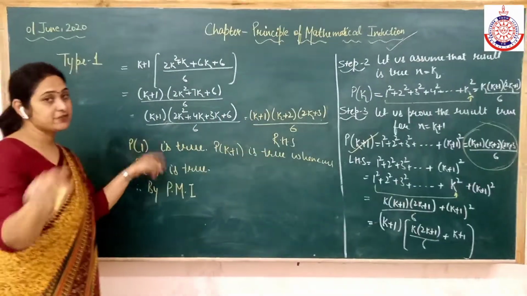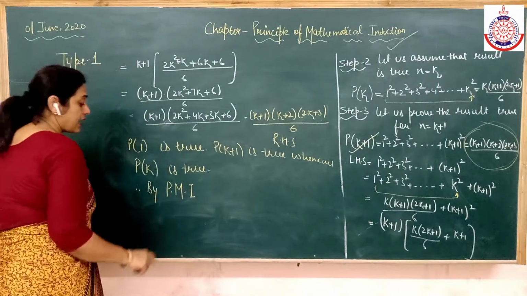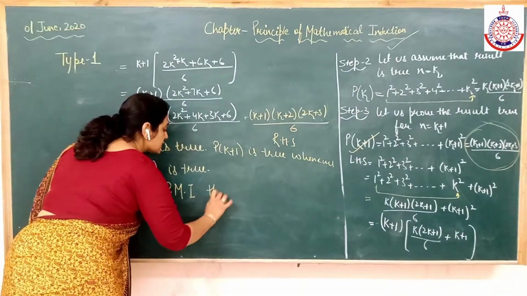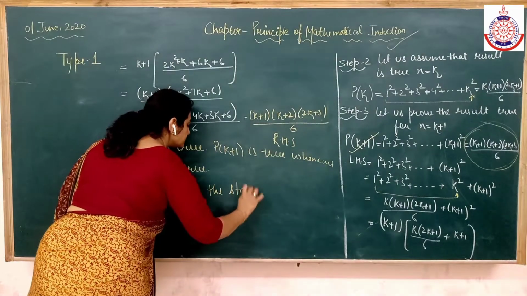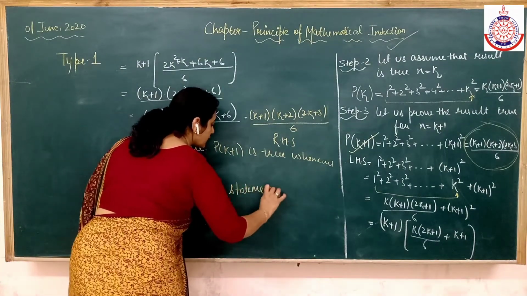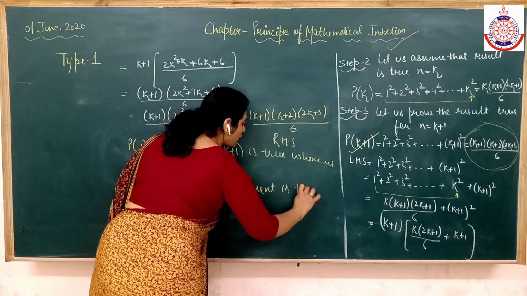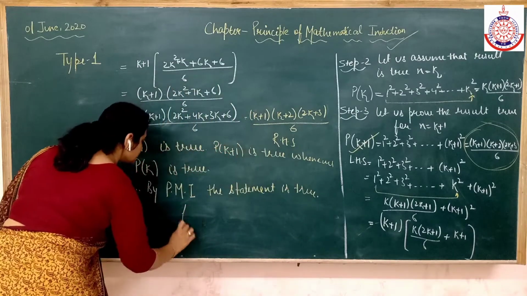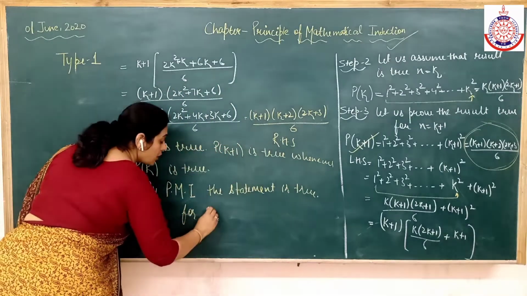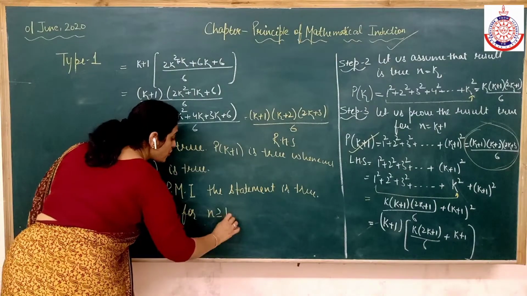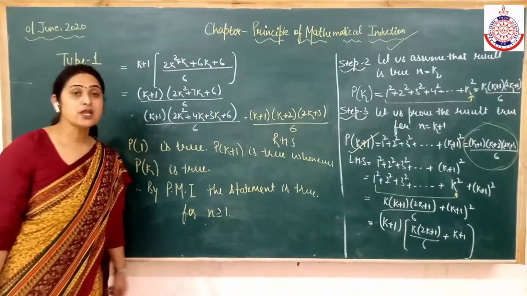You don't have to write every time the bigger one. PMI, the result, the statement is true for n greater than equals to 1, that is for natural numbers.